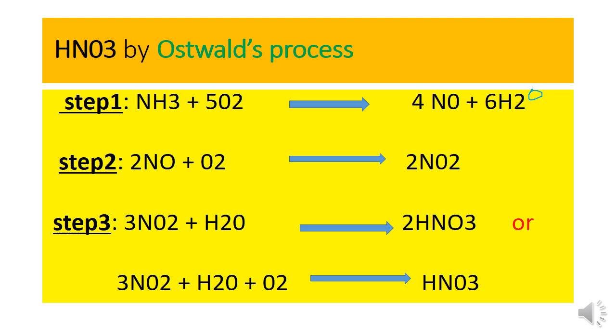Then production of nitric acid by the Ostwald process occurs in 3 steps. Step 1 is production of nitrogen monoxide. The second step is production of nitrogen dioxide. The third is production of nitric acid, which is concentrated. Or you can produce nitric acid by using this reaction. Also, this reaction can be accepted. Those are the reactions or steps to produce nitric acid by the Ostwald process.